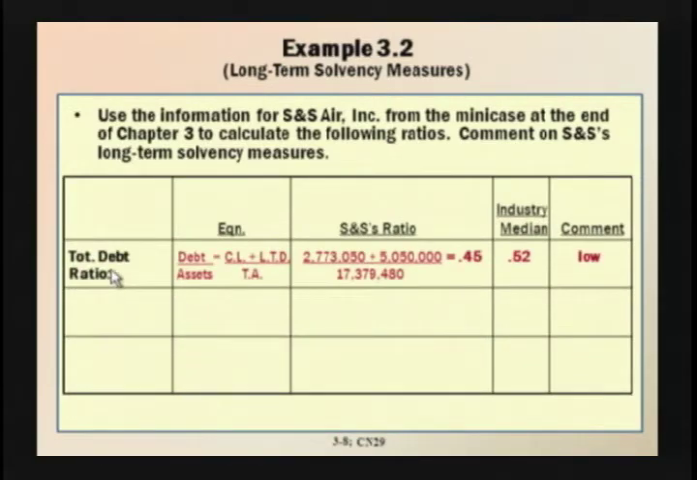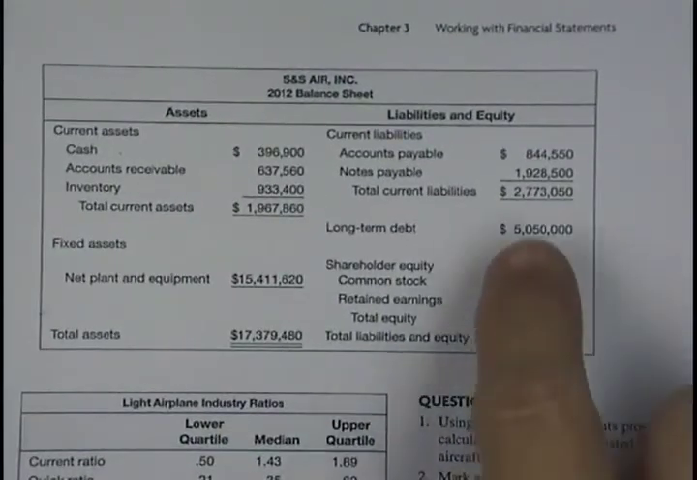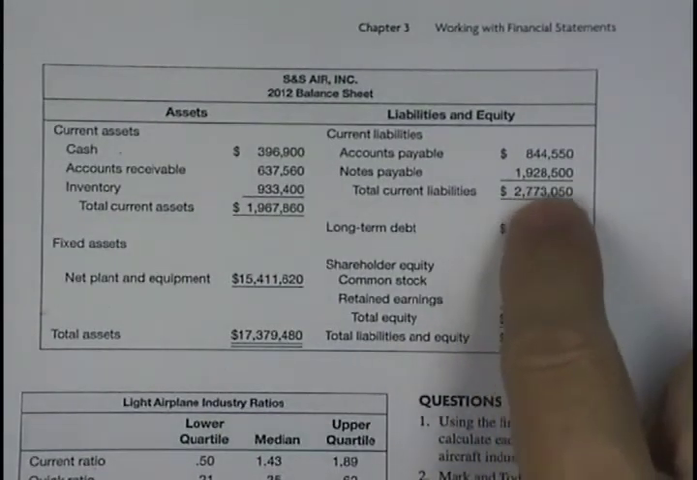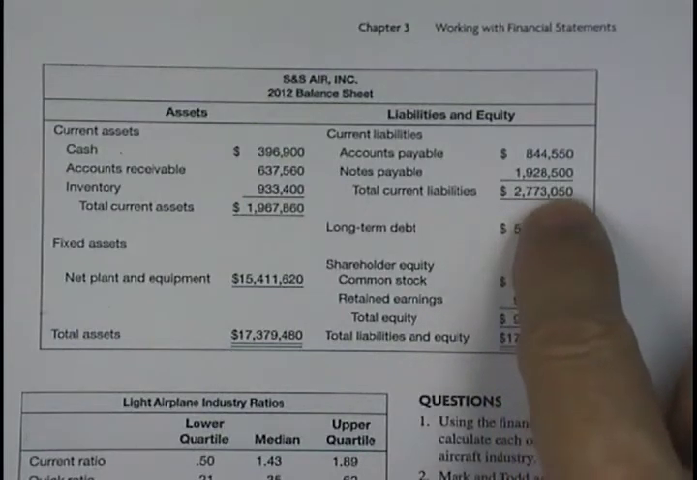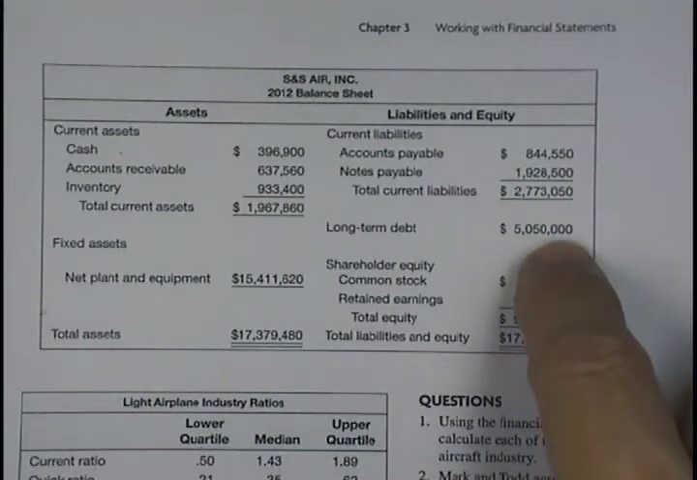For the total debt ratio, we'll compare debt to assets. Debt consisting both of current liabilities as well as long-term debt. The sum of those would be the total debt, and we'll divide that by total assets to see how much of S&S Air's total assets are financed by the use of debt, both current and long-term liabilities. So when we go to S&S's balance sheet, the total liabilities we've seen before have already been totaled for us, $2,773,050, and the long-term debt is $5,050,000.